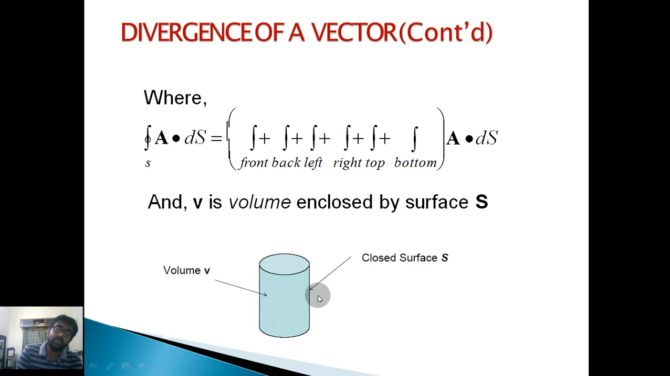We can take a cylinder, or we can take a cube. Suppose there is a flask or jar, so it will be in a cylindrical format. The outer surface of that specific flask is the whole surface that has been closed. The surface is S, and the volume that has been enclosed within that surface is V.